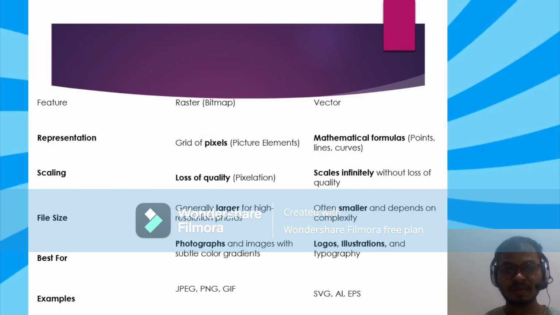Now the difference between raster and vector representation. Representation: a grid of pixels versus mathematical formulas. Elements: pixels versus points, lines, curves. Scaling: loss of quality versus scales infinitely without loss of quality. File size: generally large for high resolution photos versus often small and dependent on complexity.